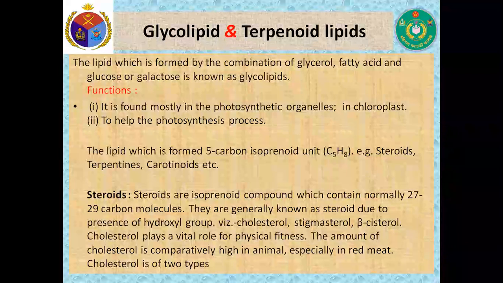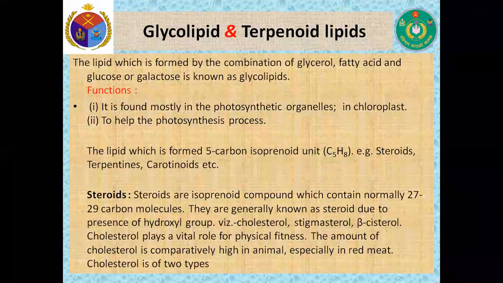Now, steroids. Steroids are isoprenoid compounds which contain normally 27 to 29 carbon atoms. They are generally known as steroids due to the presence of hydroxyl groups, like cholesterol, stigmasterol, and beta-sitosterol. Cholesterol plays a vital role for physical fitness. The amount of cholesterol is comparatively high in animals, especially in red meat.